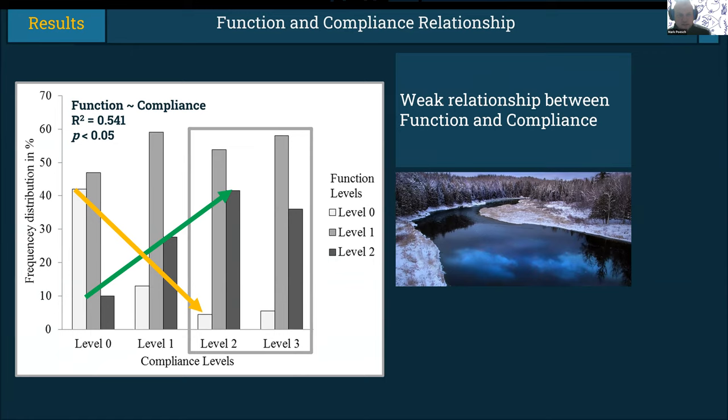There was a relationship, but we would say it was a weak relationship, which, to put it in other words, is to say that compliance can be high, that is, proponents can do what they're being told to do, but that doesn't necessitate that the ecosystem will function as expected.